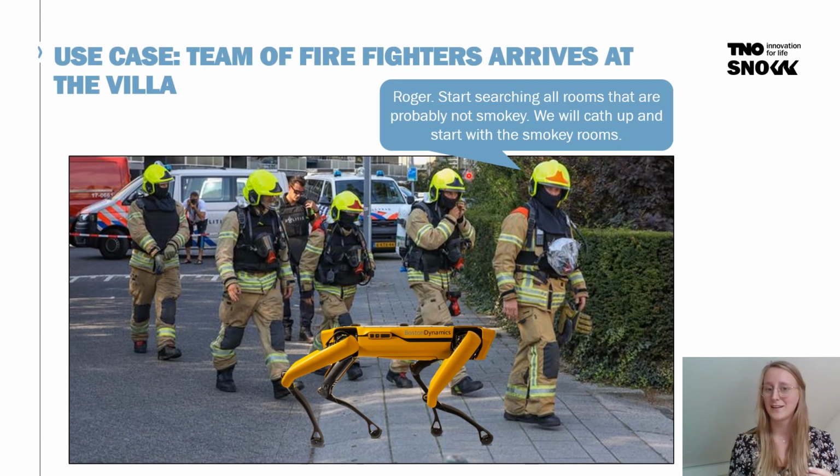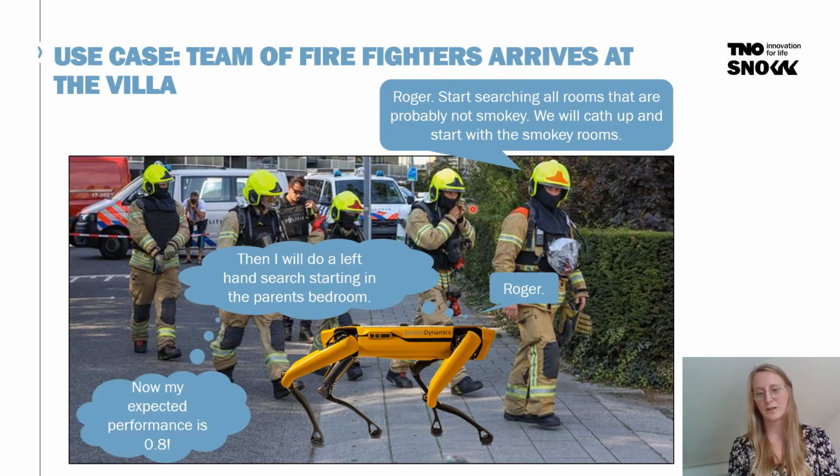The commander gets this message and says, okay, well, maybe you can start by searching the rooms that are probably not smoky, because in his experience, Spot is very good in non-smoky rooms. And they will catch up, and as they go, they will start with the smoky rooms. Then Spot gets this message. It thinks, okay, well, if I should do that, I will start a left-hand search starting with the parent bedroom. And while it reasons about the performance then, it says, well, now I expect my performance to be very high, namely 0.8. So it accepts the task, it says Roger, and it will go help extinguish the fire and search and rescue the victims.